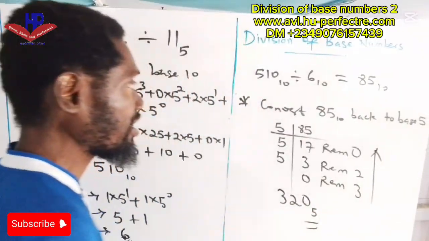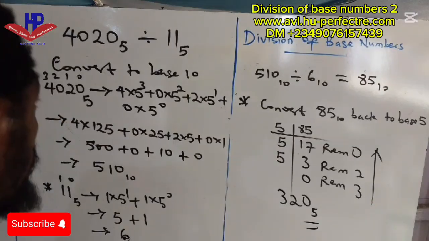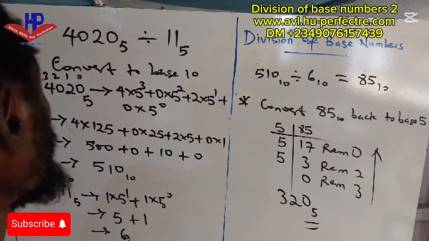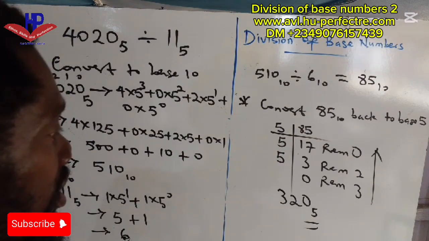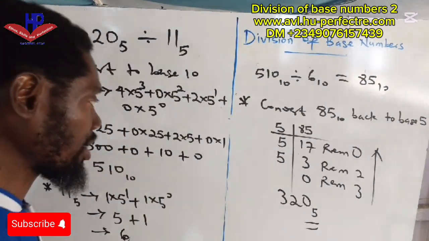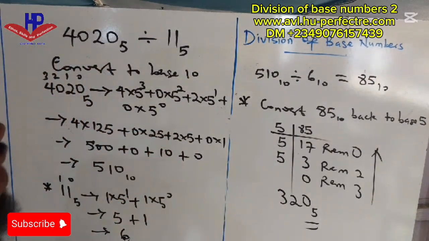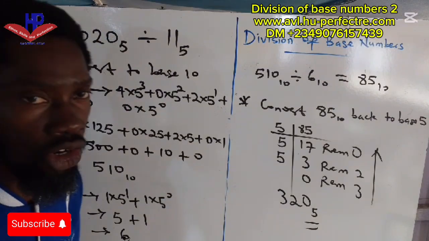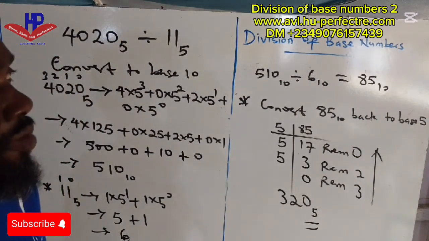So if you divide 4020 base 5 by 11 base 5, your answer will be 320. That was the answer we got when we used the other method. So this is how you go about your conversion method. So now you know two methods of solving division of base numbers.